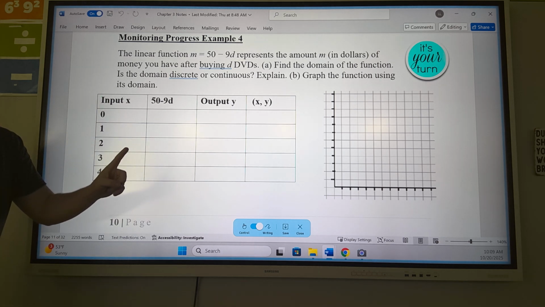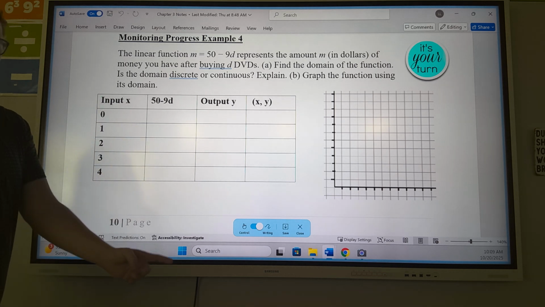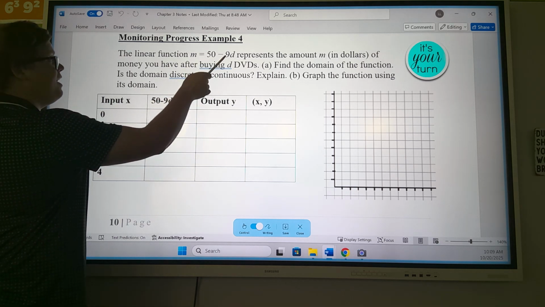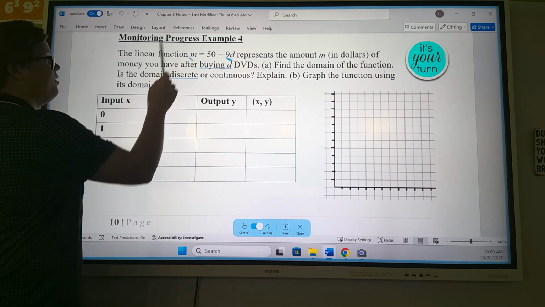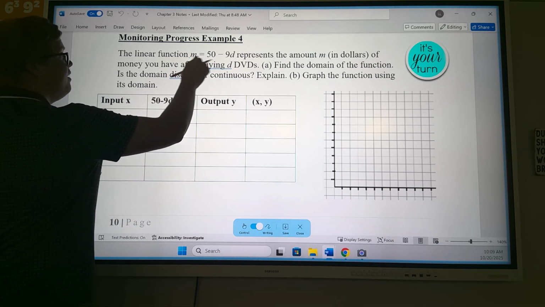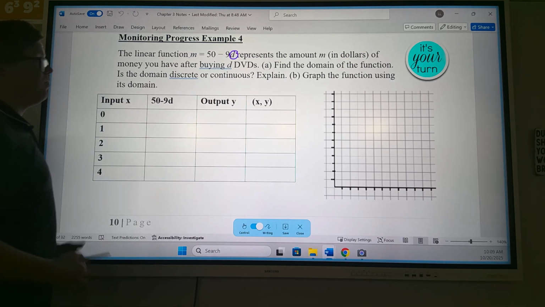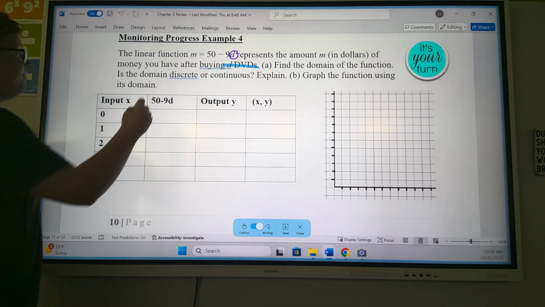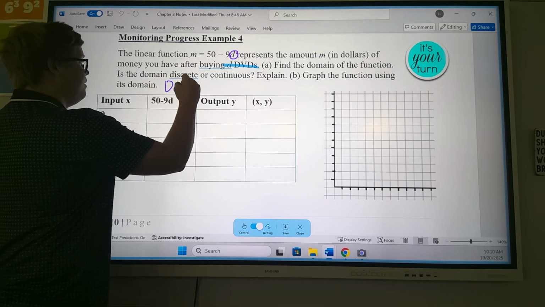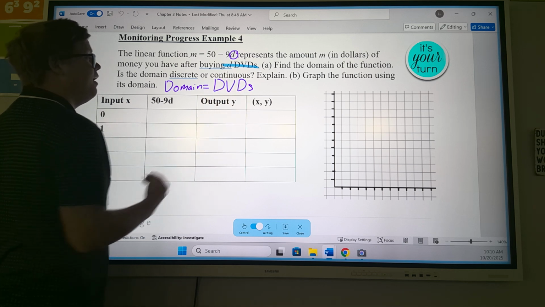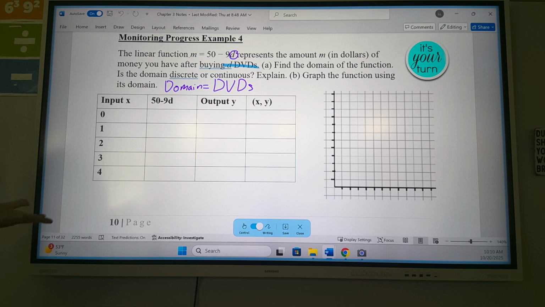Remember, your domain is typically always your input. When we look at this equation, our input is what we're plugging into the equation to get our output, which is our end result. So our input's represented by D. Now, what's represented by D? DVDs. So DVDs is our domain. Now, we need to figure out how many DVDs we can buy.